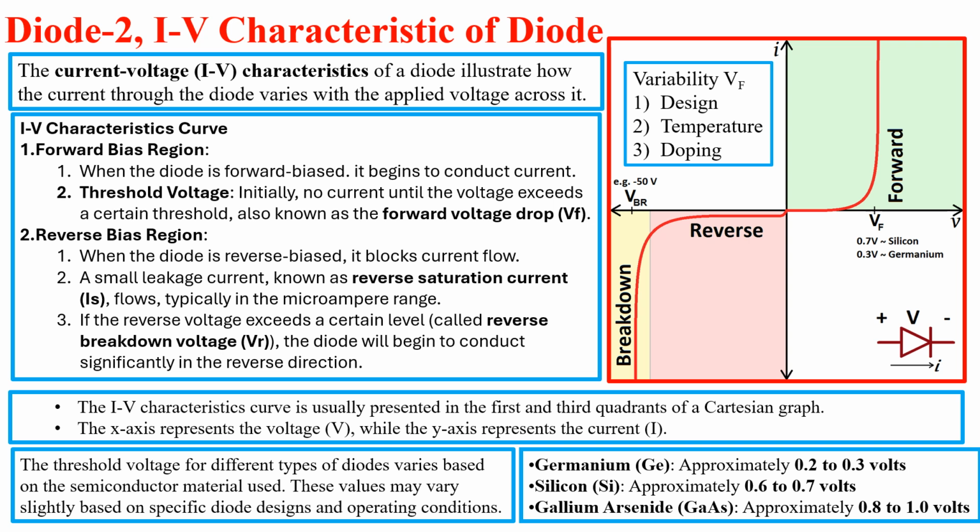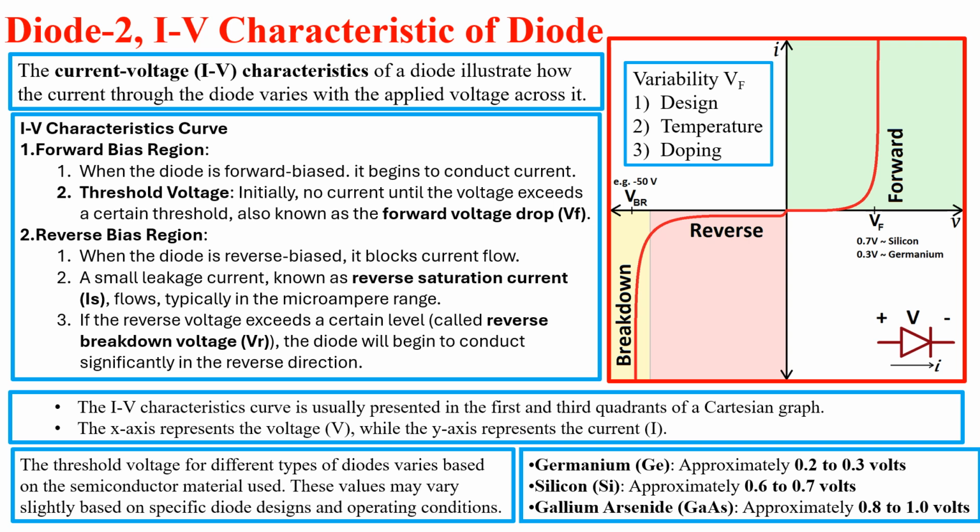Another region is the reverse bias region. In the reverse bias region, the diode is in reverse bias mode, which means there is positive voltage on the cathode. It blocks the current flow. A small leakage current known as reverse saturation current still flows, but its typical value is in the microampere or even nanoampere range. It also defines the quality of the diode.